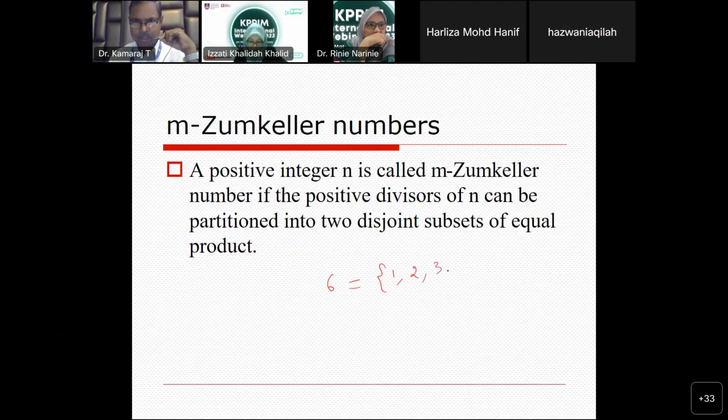Now I can have a partition like 1, 2, 3, and the other partition is 6. Now multiply the first partition numbers: 1 into 2 into 3, that is 6. And in the second partition we have only one number, so again 6. So now it is equal. So 6 is also an M-Zumkeller number. Here M stands for multiplication.